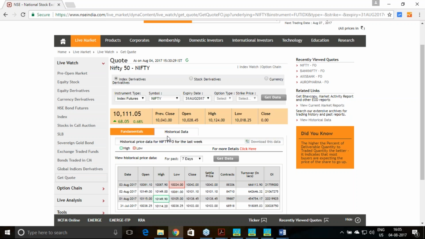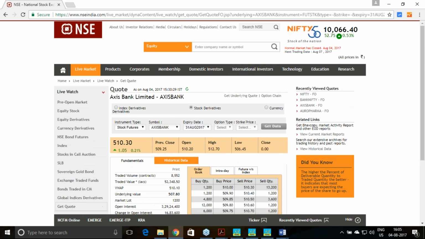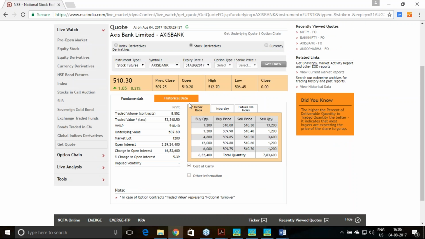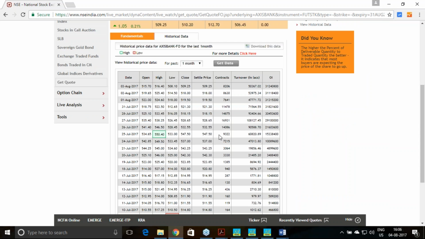So suppose we will go for analysis of one future contract. Say I am going for Axis Bank. Once this future contract I am loading, I'll go for historic data. Let me go for 1 month. So from this historic data, a lot of information you will get.